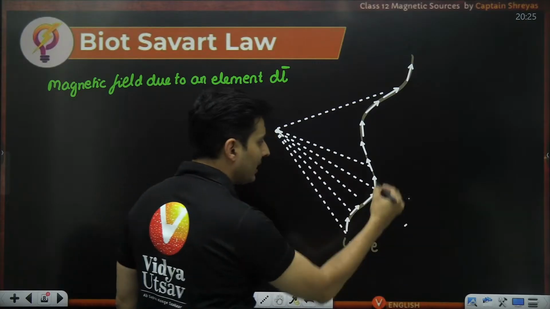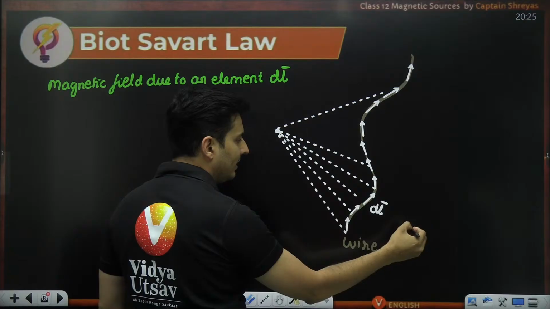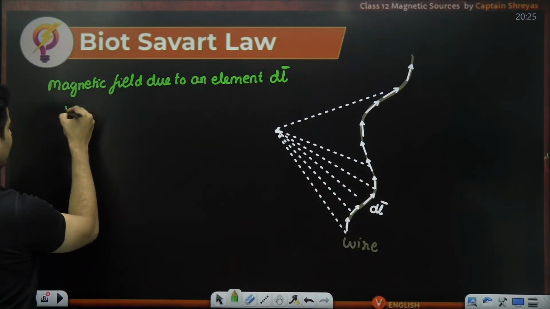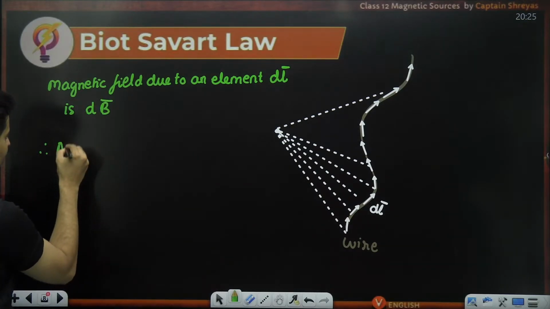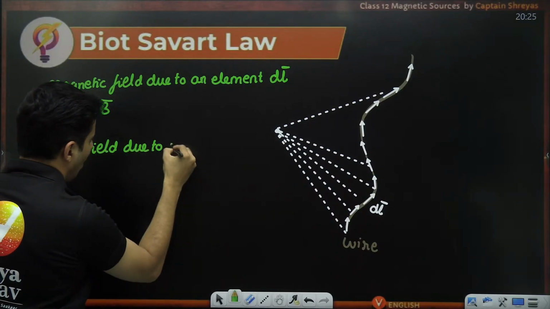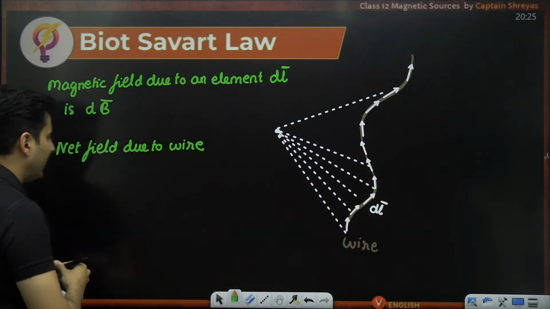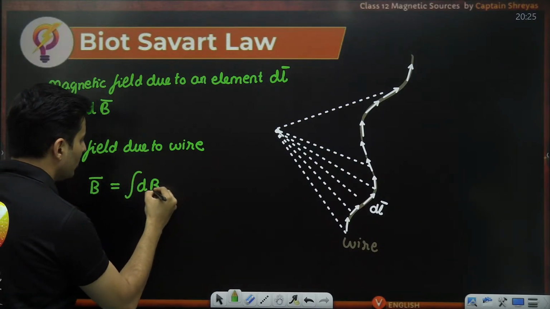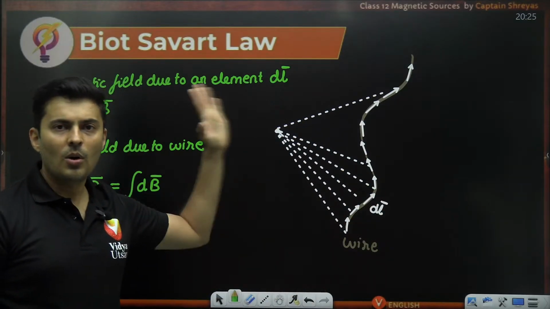Now what is a dl bar? Each of them is nothing but a dl bar. dl means a small length of that current carrying element. So the magnetic field due to that element dl is, let's say, dB bar. Therefore, the net field due to the wire, it could be in 2D, 3D, curved, straight, anything, doesn't really matter, will be the integration of those small dB vectors. That is how I will get it.